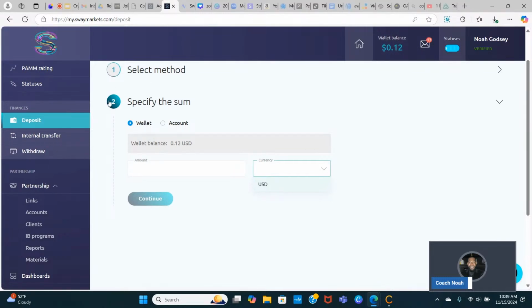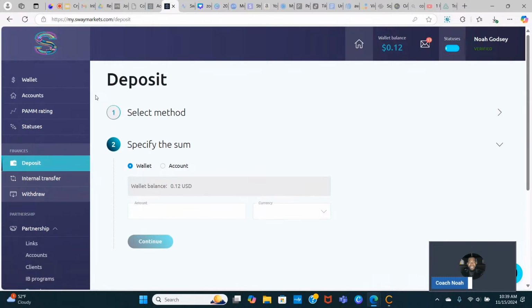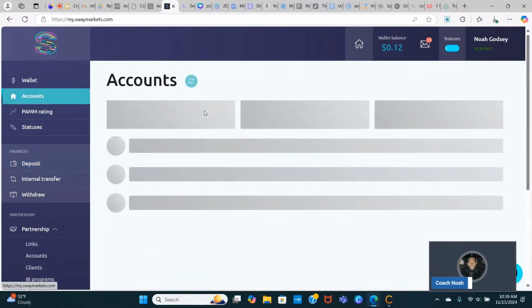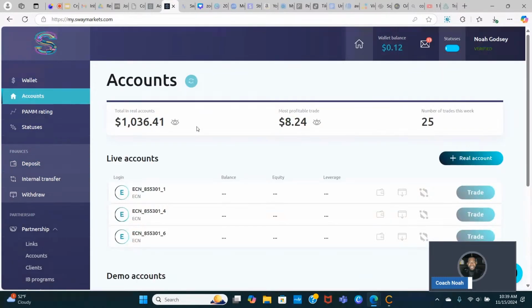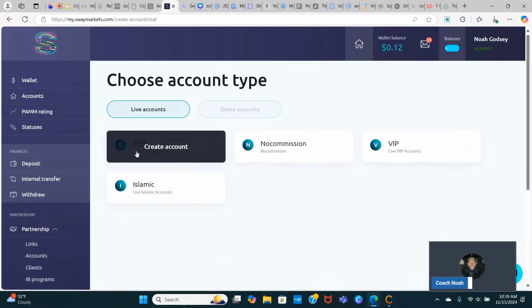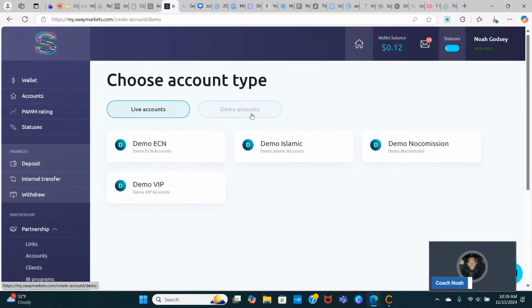All right. So now you have money on Sway Markets, right? So now what you want to do is come here, create your account, go over here to real account. What I suggest that you do is create a demo account first so that you can practice. You don't want to just jump on here and start trading on your live account with your hard-earned money. All right. What you want to do is come on here, get consistent first at a strategy, and then move over to a live account.